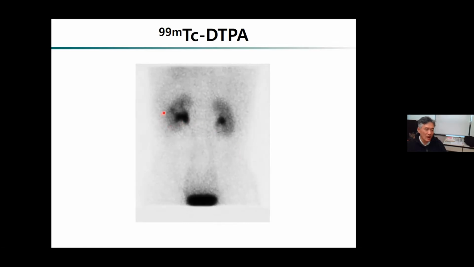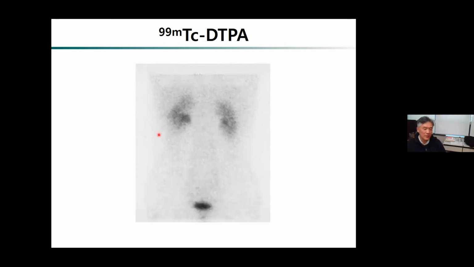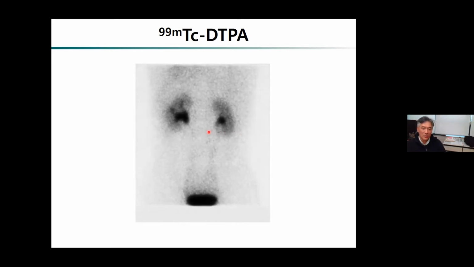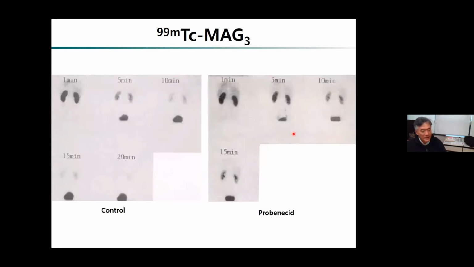You can see how technetium DTPA is excreted via the kidneys. You can see the increasing uptake in the bladder, and you can see which kidney has a problem or not. And sometimes we can use probenecid as a kidney blocking agent, and then you can see the high concentration still remains in the kidneys.